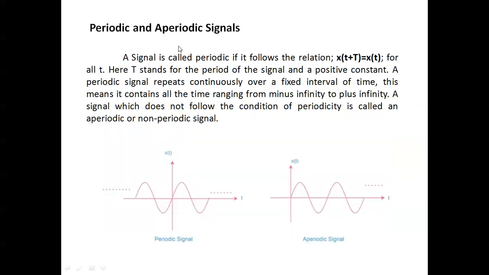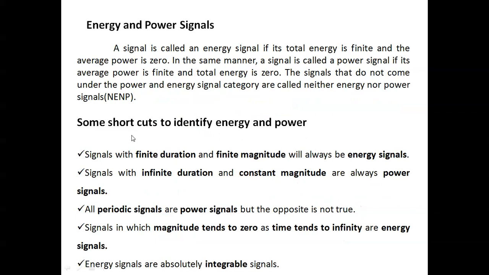And periodic signal and aperiodic signal. A periodic signal satisfies the formula x of t plus T is equal to x of t. So this is a periodic signal. The signal varies periodically with the same pattern. And the aperiodic signal starts from zero, while the previous signal starts from infinity. It can start anywhere.